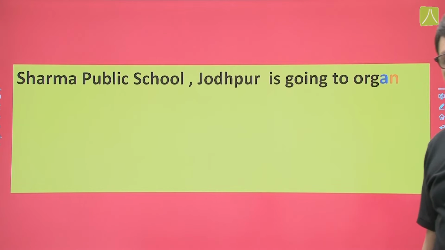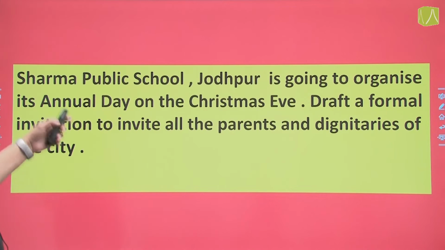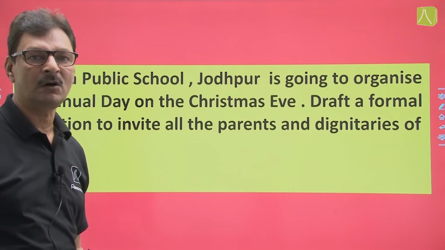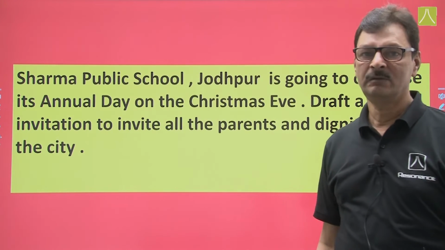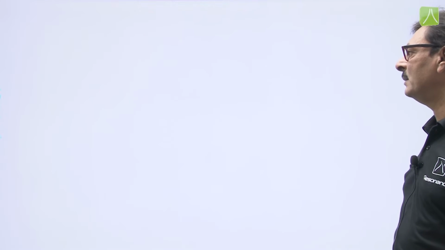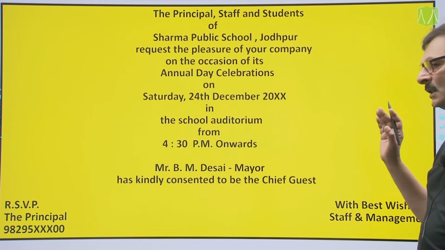चलते हैं to the next type. Now we'll take up the formal invitation for official functions. So Sharma Public School Jodhpur is going to organize its annual day on the Christmas Eve. Draft a formal invitation to invite all the parents and dignitaries of the city. Dignitaries is the important members, the VIPs of the cities, the well-known members. This is the solution.